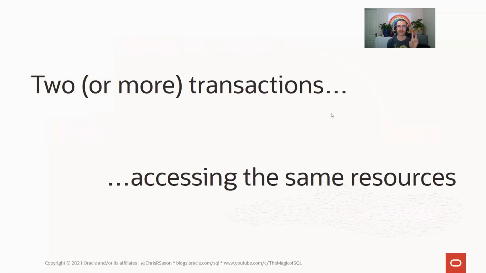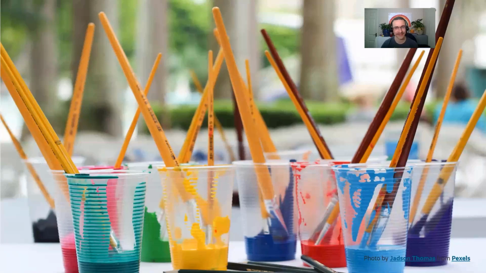Well, this is when you've got 2 or more transactions trying to access the same resources at the same time. And it's what I like to call the child painting problem, right? Okay, if you are painting, there are 2 things you need. You need a paintbrush and you need some paint, okay? So you need both of those to actually be able to draw and paint your picture.